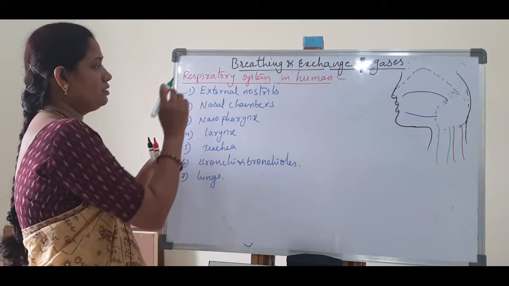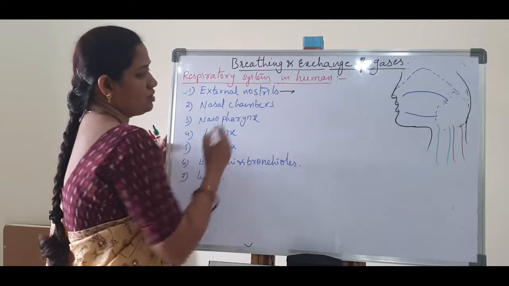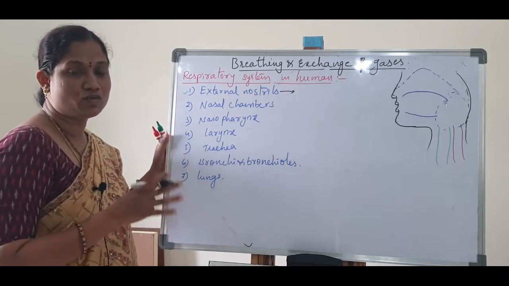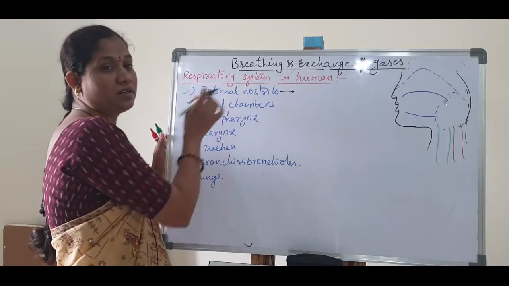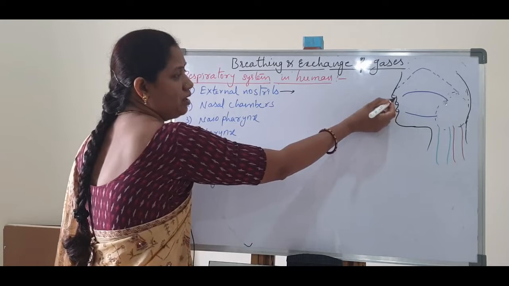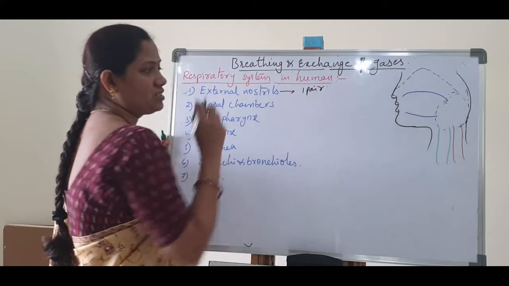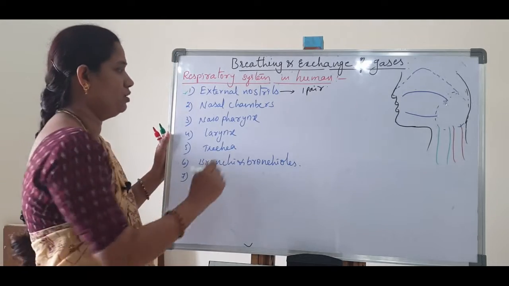First of all, the respiratory system starts with external nostrils. External nostrils means the opening of the respiratory system. These are present above the upper lip. One pair of external nostrils are present in our body.